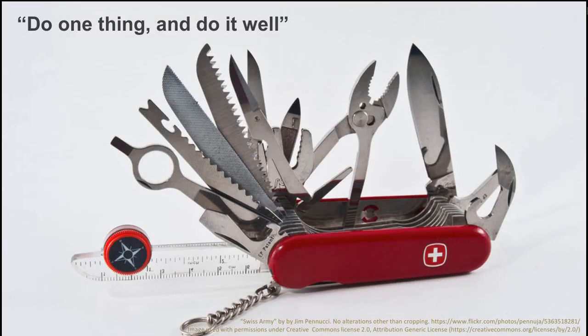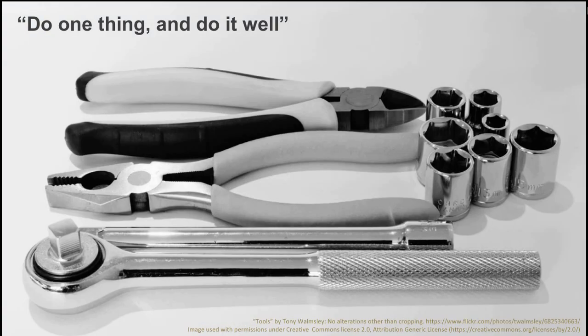Another paraphrase that you'll hear along with microservices is do one thing and do it well. If you take the analogy of a Swiss Army knife, you can see that each component is specifically designed to do one job. Here is another image to demonstrate a set of tools that are designed to do one thing and do it well. So around this time, we implemented a company-wide mandate to move towards microservices.